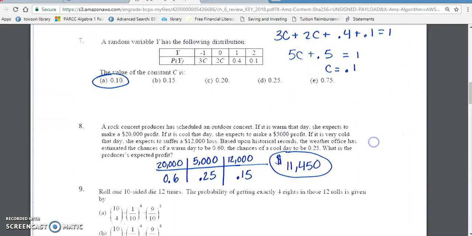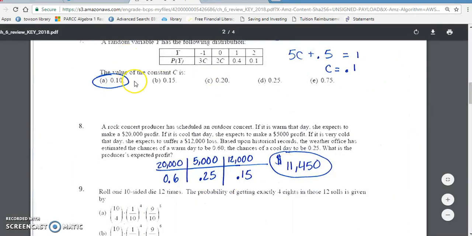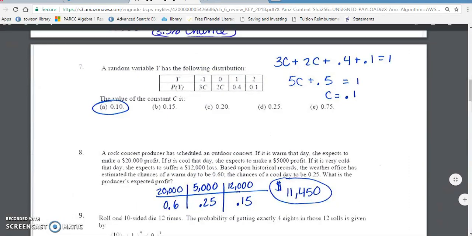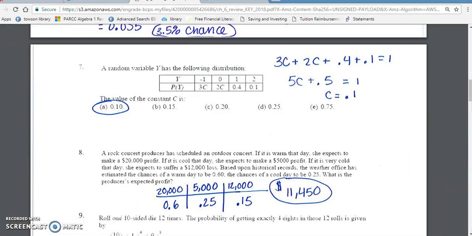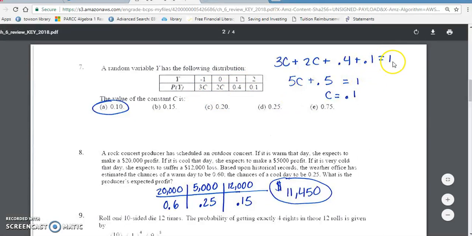Some of the other ones would remind me of stuff that we did at the beginning of the year. Number 7 looks like a typical probability distribution, but they've thrown variables in here. What you had to remember is that the sum of the probabilities must equal 1. So they're trying to get you to solve an algebra problem, is all. So we have 3c plus 2c plus 0.4 plus 0.1, and then you can see I just solved it for c.